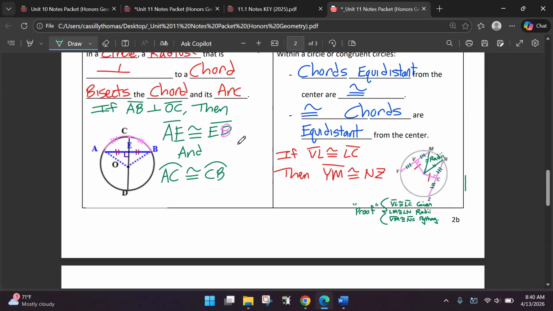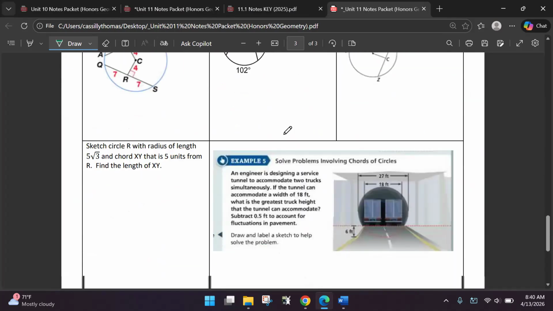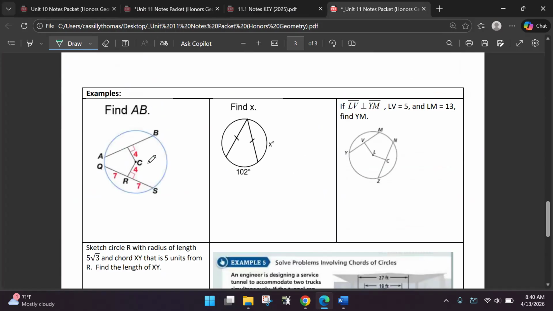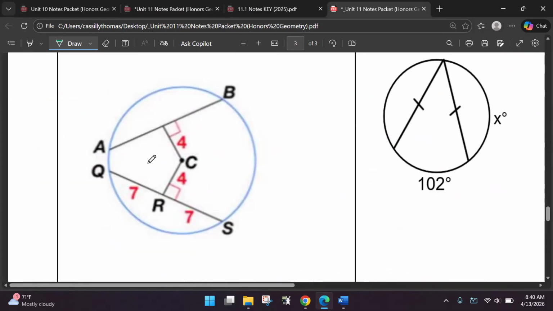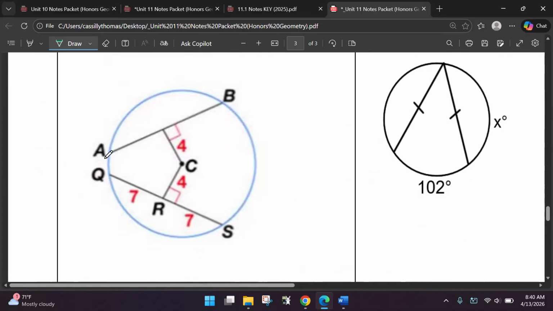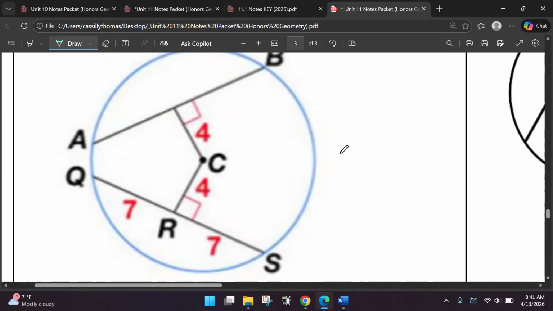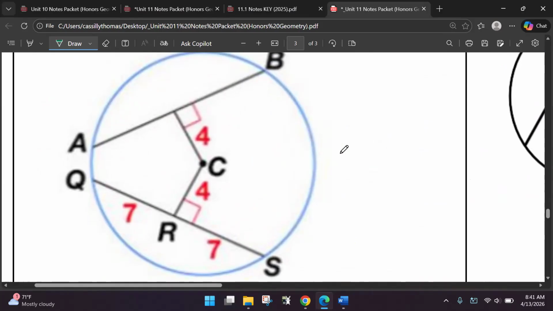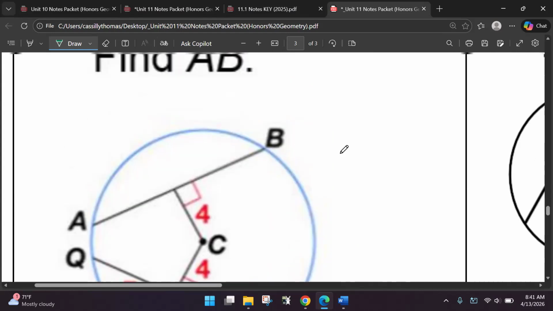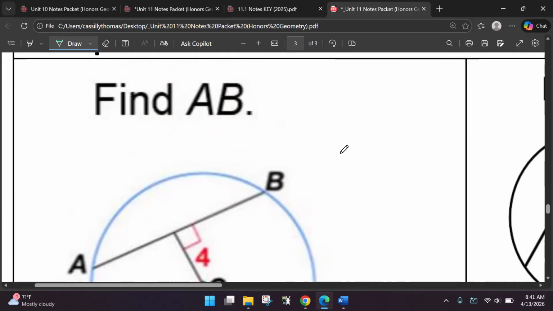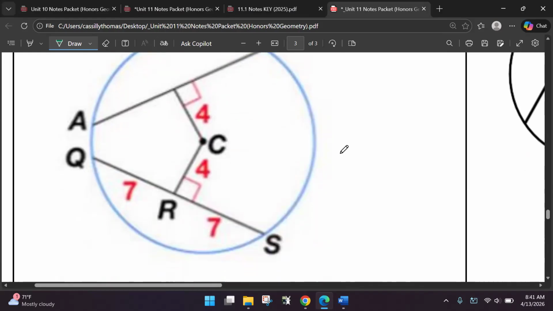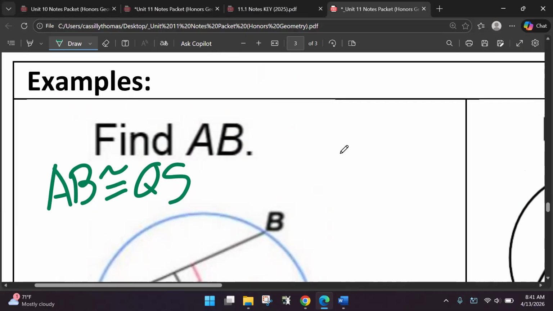A bunch of theorems on this page. So now let's scroll down and work through some examples. They want us to find AB, this length here. Now, we have two chords, AB and QS. Those are equidistant from the center, so we know AB is congruent to QS. How do we know that? Let's just say they're equidistant.